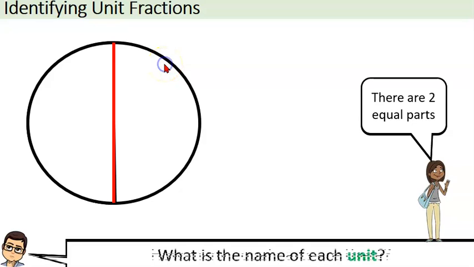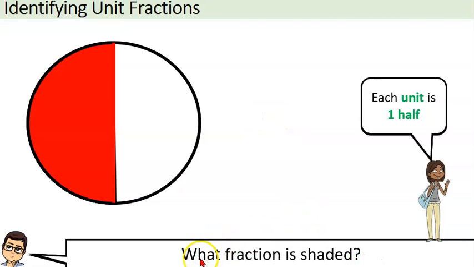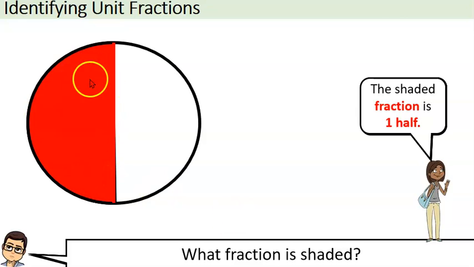Okay, let's keep going. What is the name of each unit? So what is the name of each of these parts? Well, each unit is 1/2. Yeah, because each of these is equal to 1/2. And if I shade one in, now tell me, what is the fraction shaded? The fraction shaded is 1/2, so it's still 1/2. So my unit is 1/2 and my fraction is 1/2.